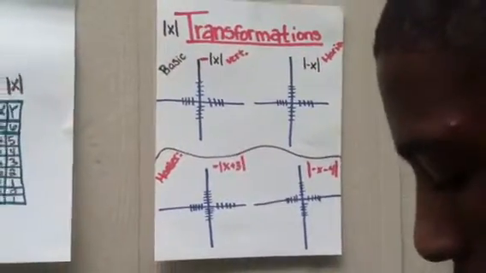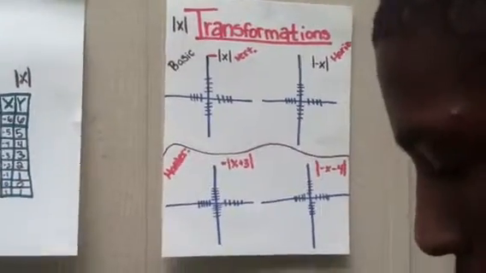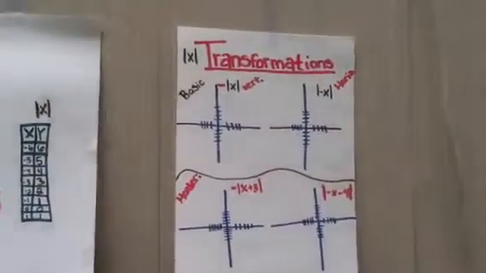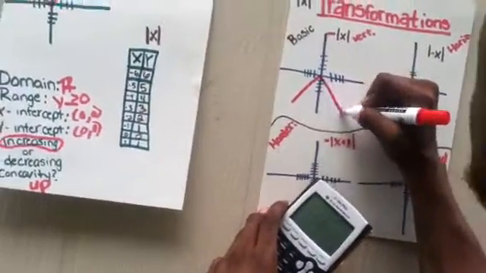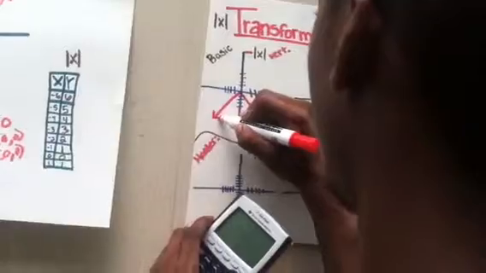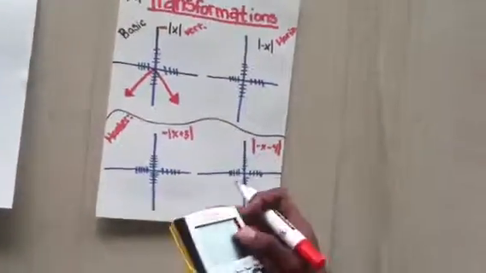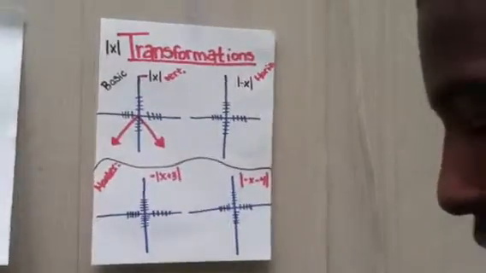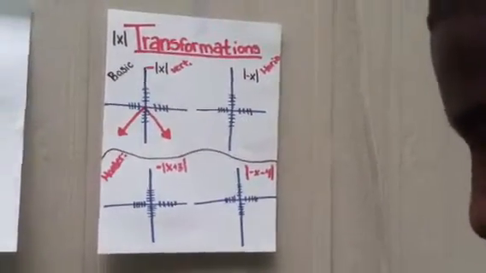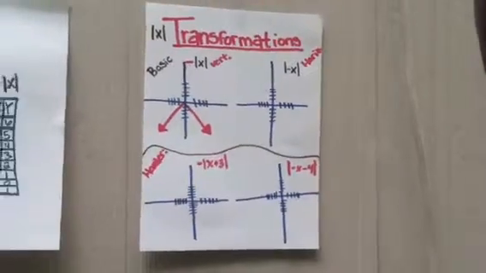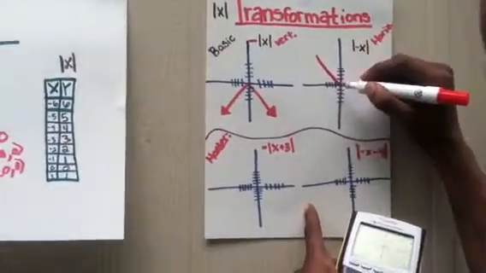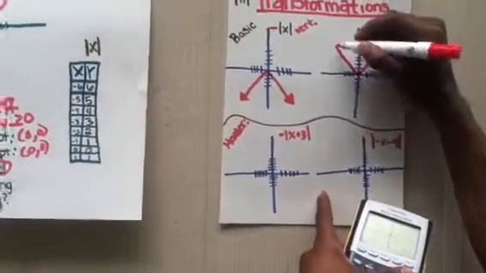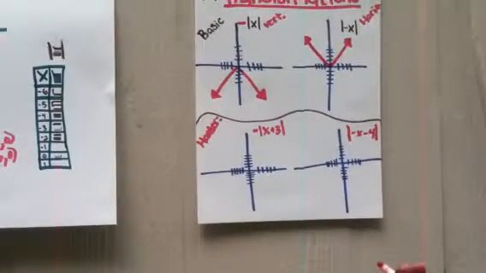So the vertical transformation, typed into my calculator, would be negative absolute value of x, which looks something like that, or this. My horizontal flip, put that in my calculator, will look like this, which looks exactly like the original equation, depending on where you're starting from.